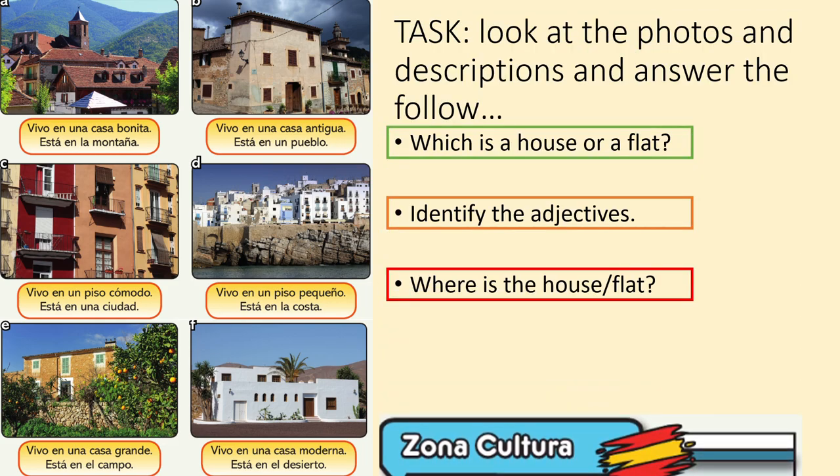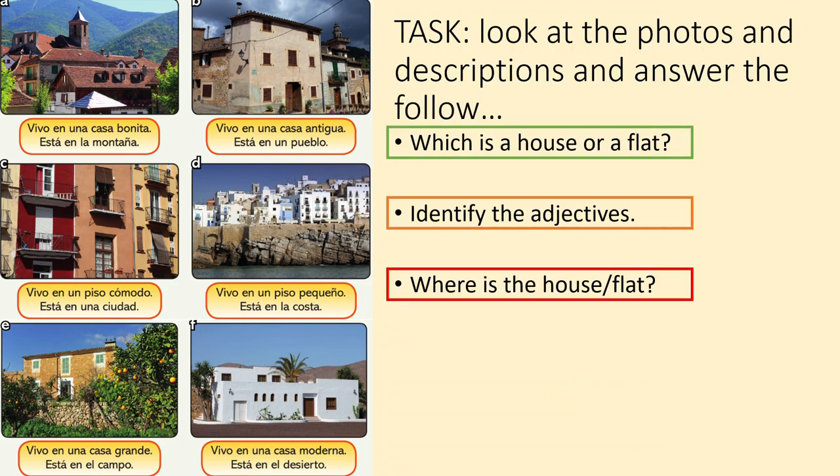Okay, using those six pictures, we have photo A, B, C, D, E, and F. I would like you to pause the video and work out the answers for green, amber, and red. So which is a house or a flat? Identify the adjectives. Remember they are describing words. And red, where is the house or the flat? Pause the video, go back to the worksheet, and complete the answers.